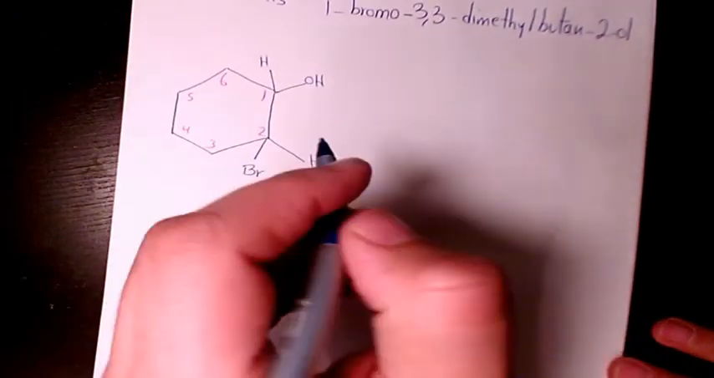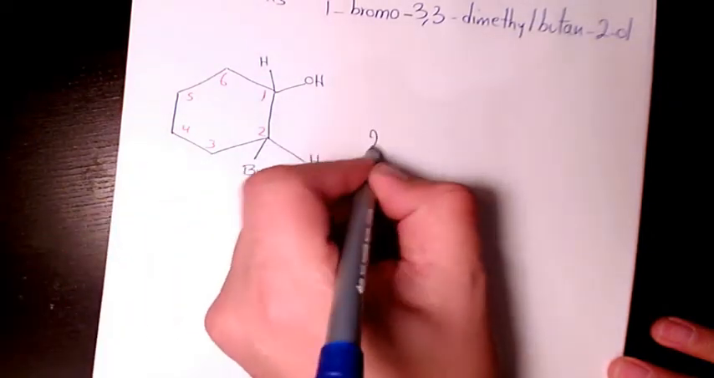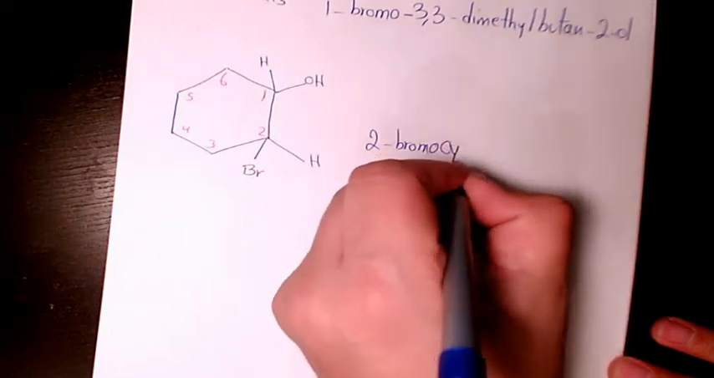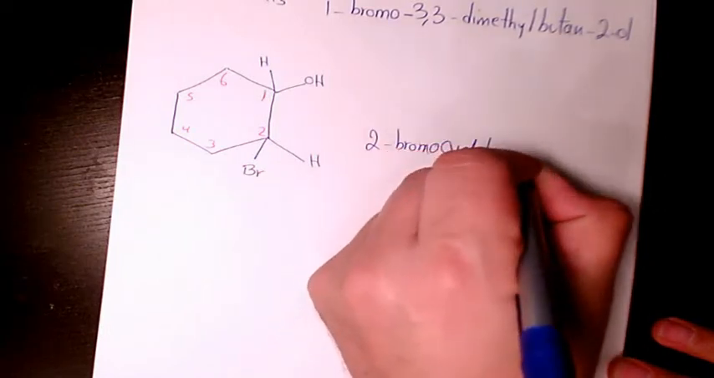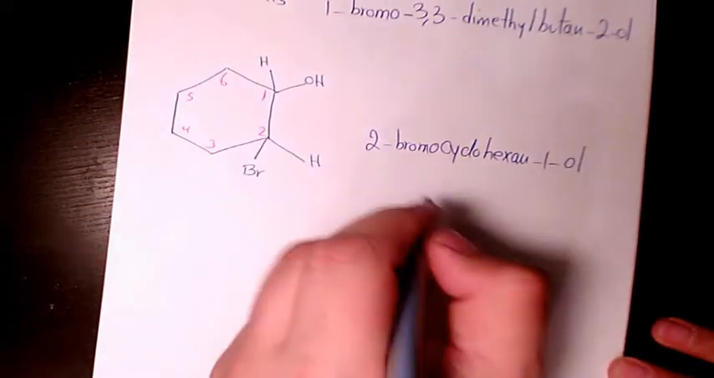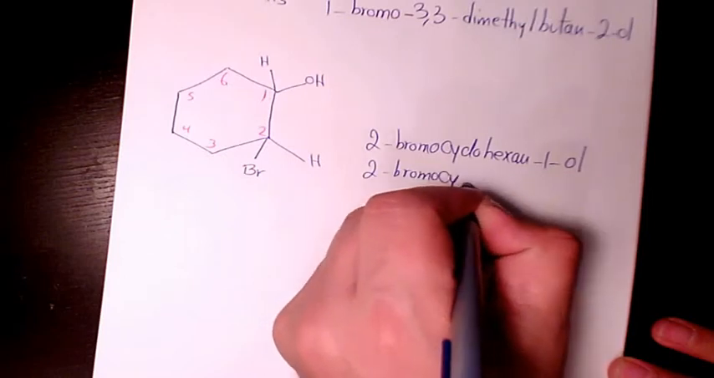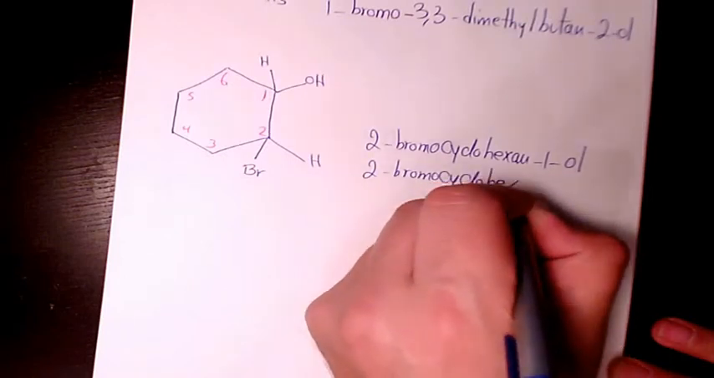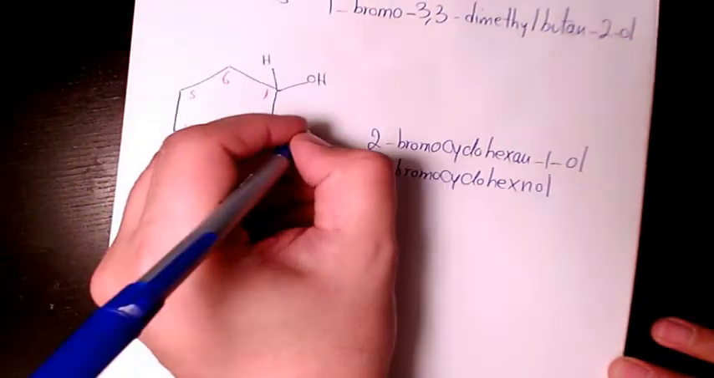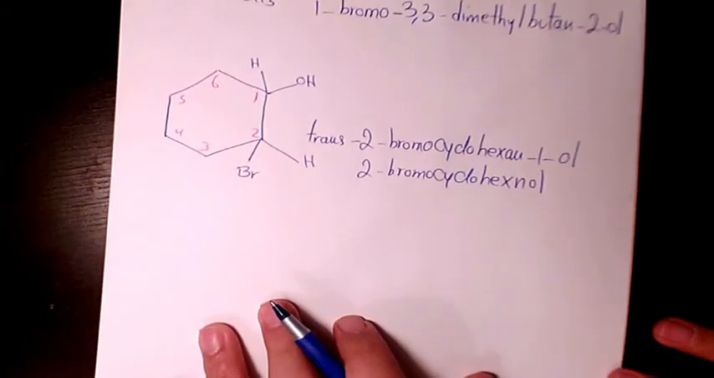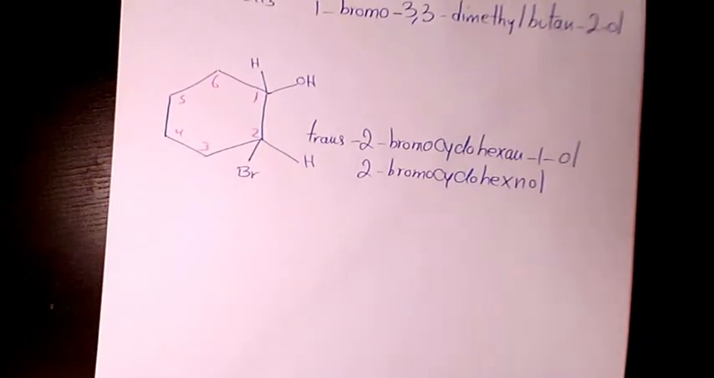So therefore we can call it 2-bromocyclohexan-1-ol. We can also have trans right from the beginning because that's in trans position. So we have trans-2-bromocyclohexan-1-ol. It's going to be the name of this organic compound.